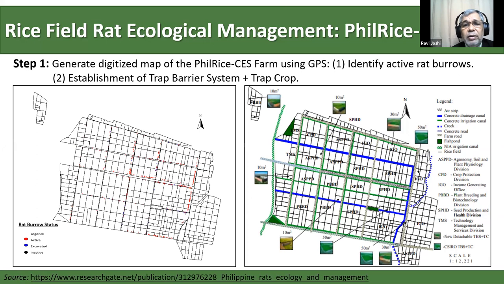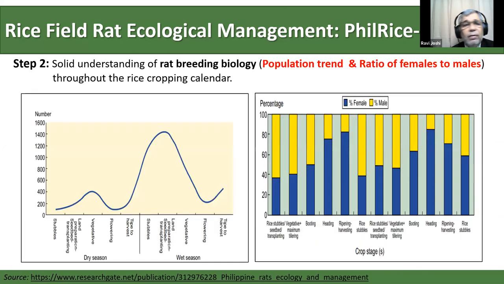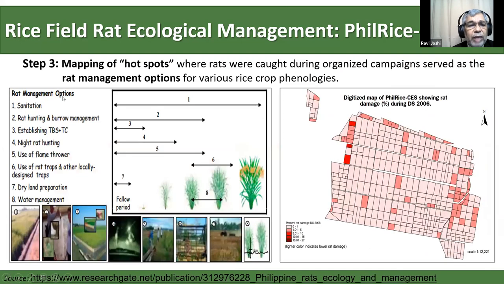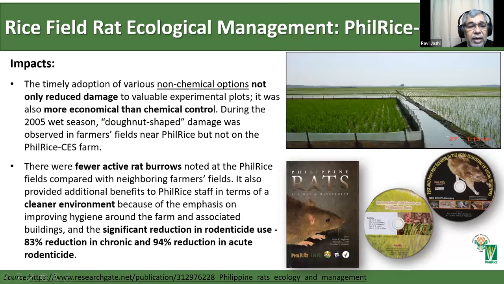We have done the digitization. The second is we have understood the biology of the rat during the different stages of the crop, so that we know what actions to take at different stages of the crop. And the main impact of this work is that we were able to achieve an 83% reduction in chronic and a 94% reduction in acute rodenticide. And we came out with an excellent book.